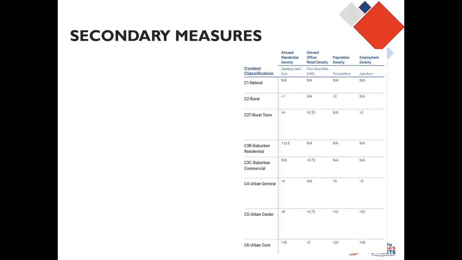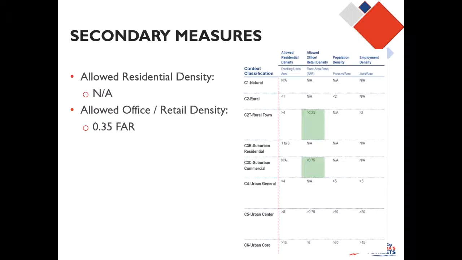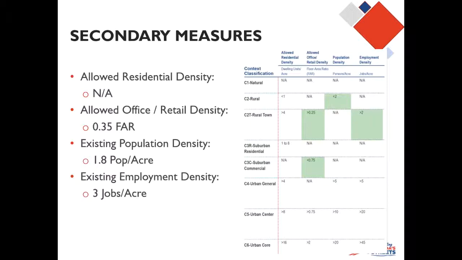We could also use secondary measures if necessary to go a little further with this analysis. There's no residential density according to the zoning maps that we were looking at there. The allowed retail and office density is 0.35 floor area ratio. Existing population density of 1.8 persons per acre. That actually looks rural, but we didn't see any of that being played out on the ground, but that was possible. The employment density is high enough to get us into C2T rural town.